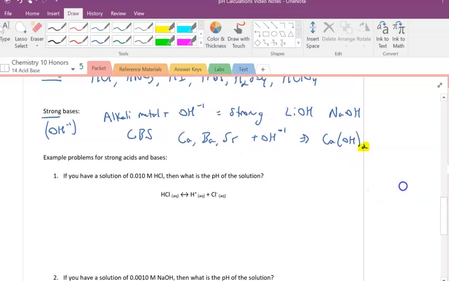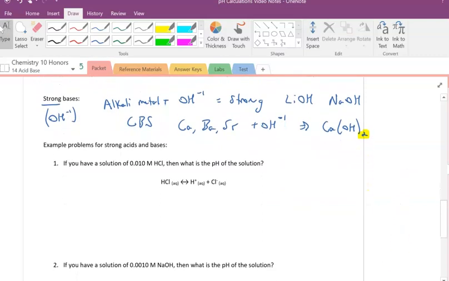So something to pay attention to. All right, what would a couple of practice problems look like? Well, let's put it all together. If I'm looking at this first problem, it says, if I have a solution of 0.01 molar hydrochloric acid.